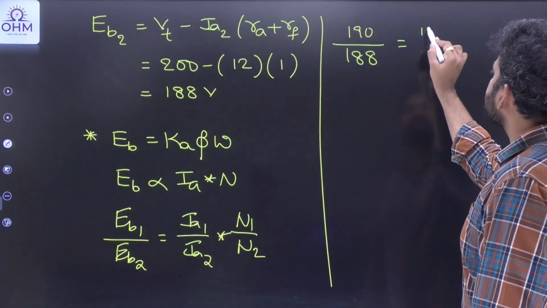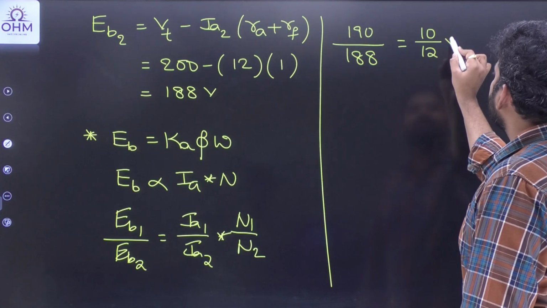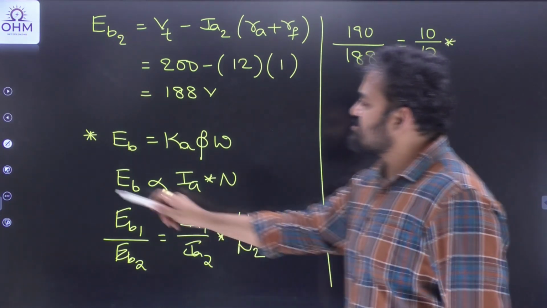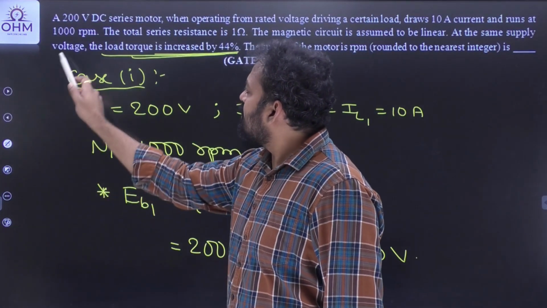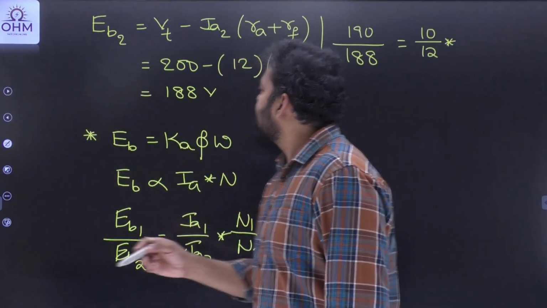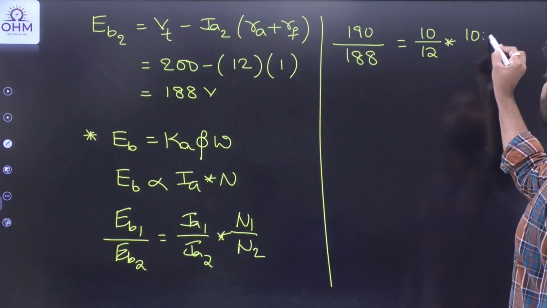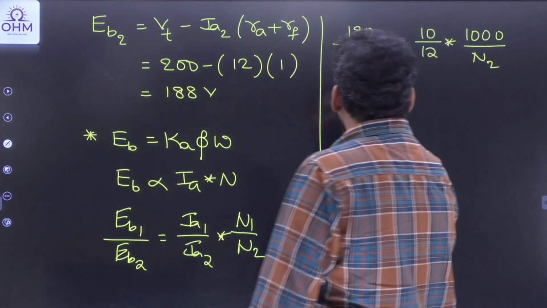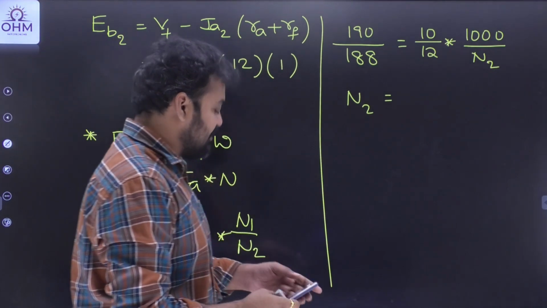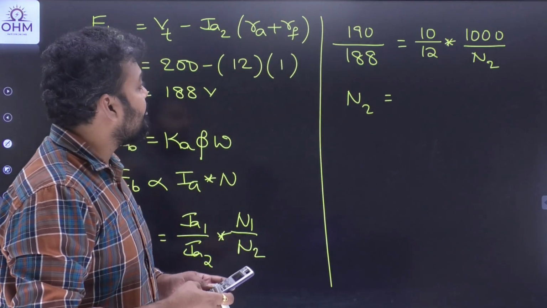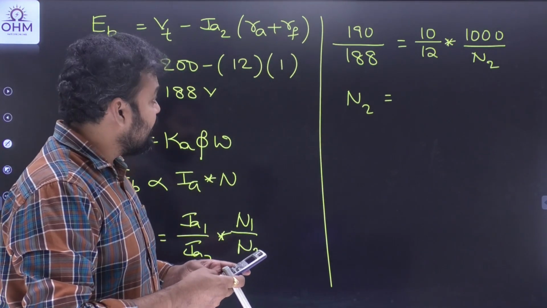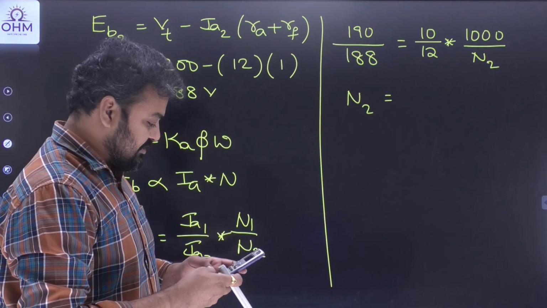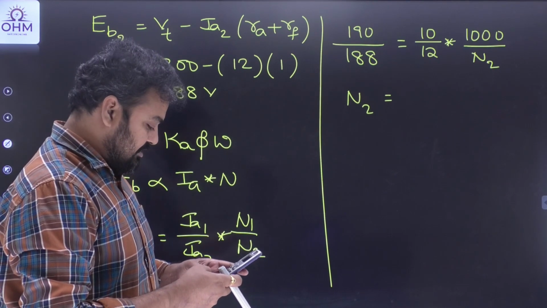Armature current in the first case 10, second case 12. What is the speed in the first case? 1000 RPM, right? What is the speed in the second case? This is the answer we need. So you can find N2 from this particular equation. If I cross multiply, 188 into 10 into 1000 divided by 190 into 12.